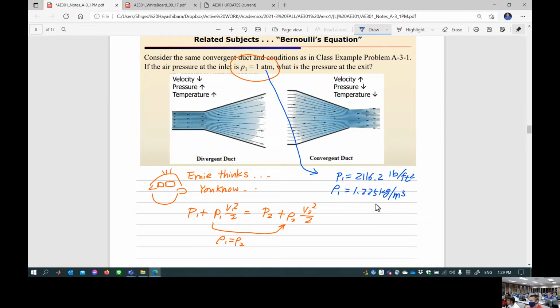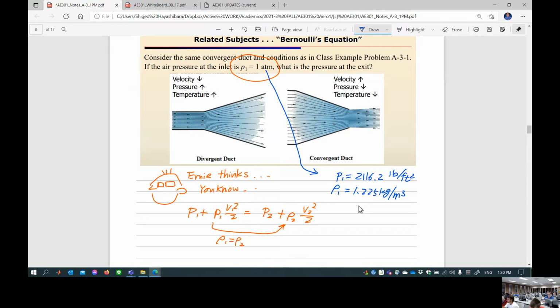Where did you get this information? Go ahead, tell me. The U.S. Standard Atmosphere Table. Where did you find it? It's a handout, right? Yeah. Don't Google, though. It's not Google. It's a handout.